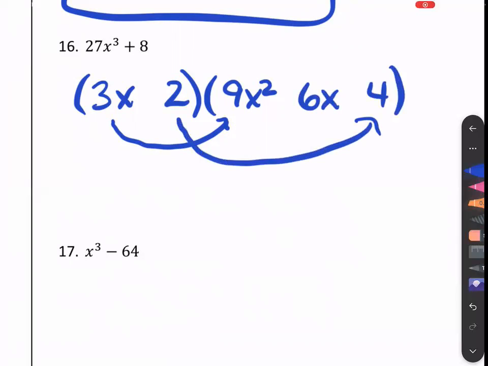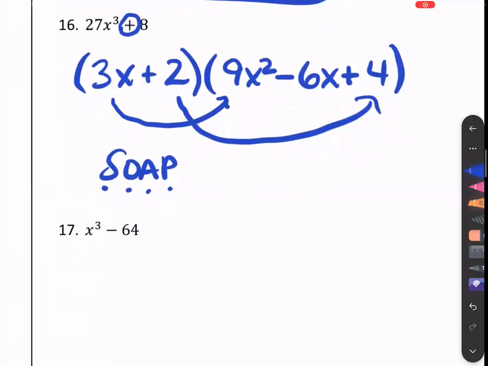And then to remember my signs, we use SOAP, which means same, opposite, always positive. So it's the same as this, which is a positive, and then it's opposite, which is a negative, and then the last term is always positive. So there is my final answer. So again, guys, not a lot of work to do here. It's just we have to remember the process.